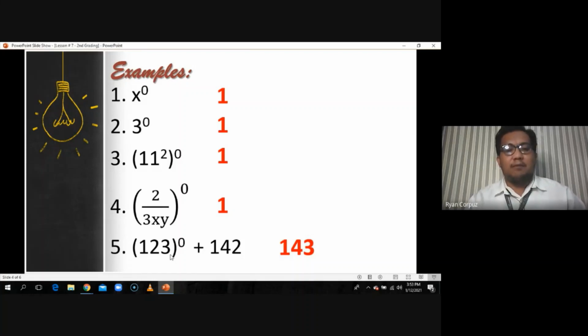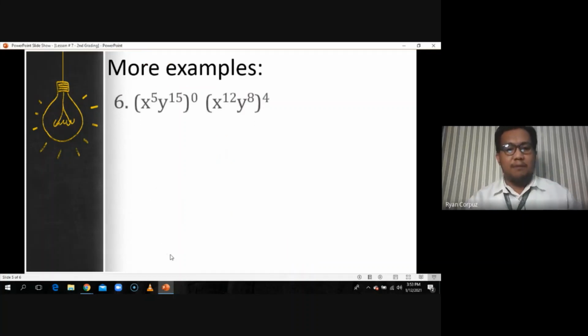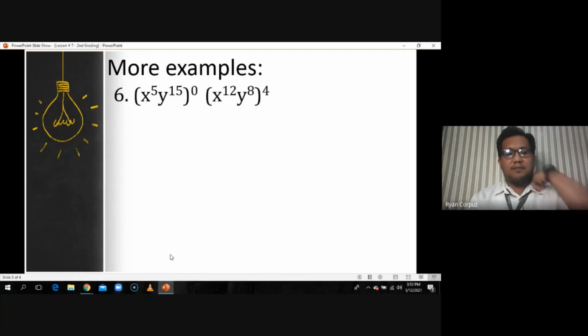So did you get examples 1 to 5? Those are just simple examples involving 0 exponents, so let's try more examples. Let's have here example number 6. We do have x raised to 5, y raised to 15, quantity raised to 0, times x raised to 12, y raised to 8, quantity raised to 4.